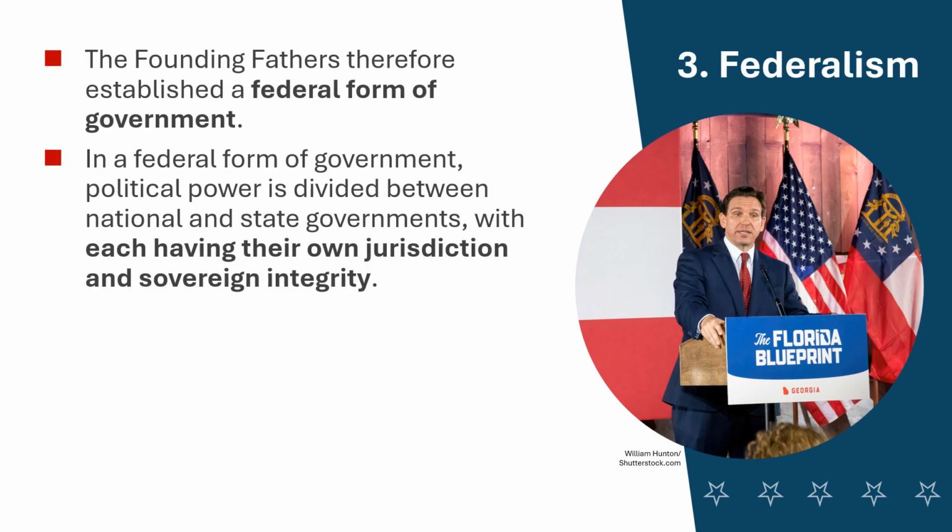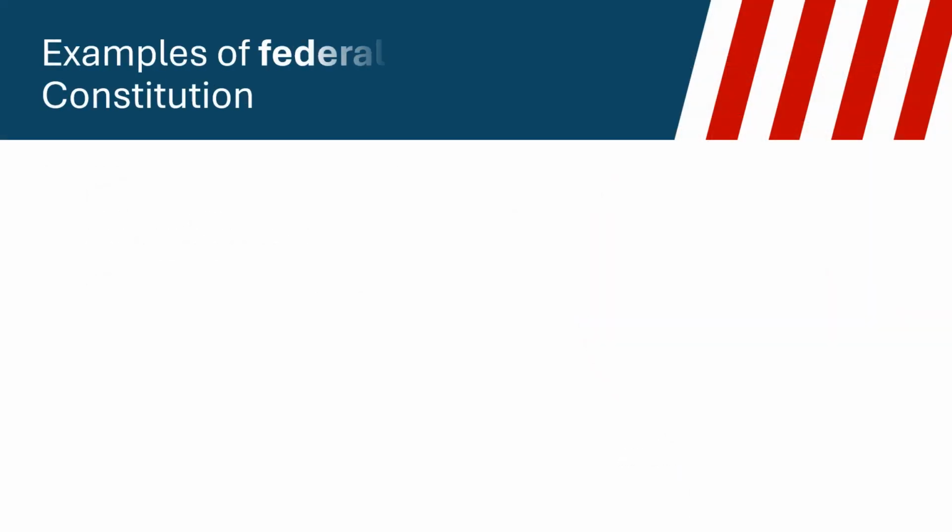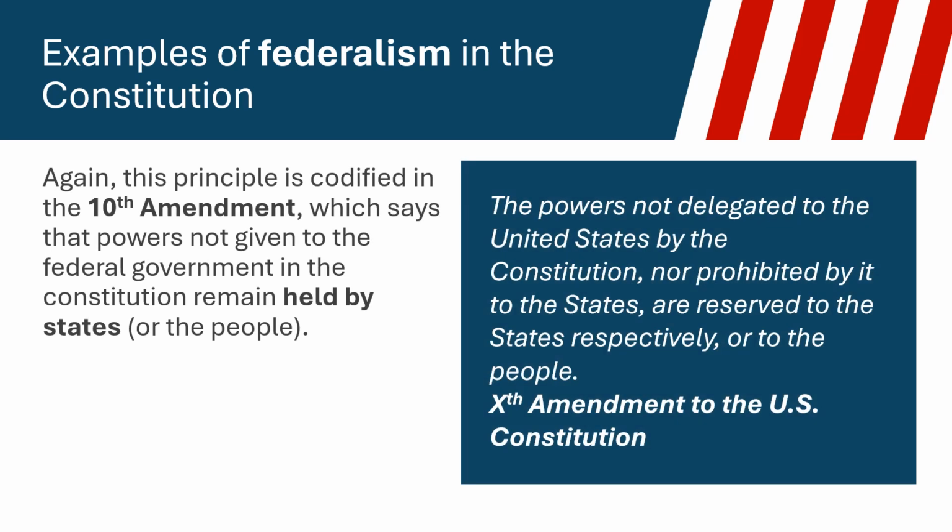In a federal form of government, political power is divided between national and state governments, with each having their own jurisdiction and sovereign integrity. Again, federalism is enshrined in the 10th Amendment, which says that powers not given to the federal government in the Constitution remain held by states or the people.